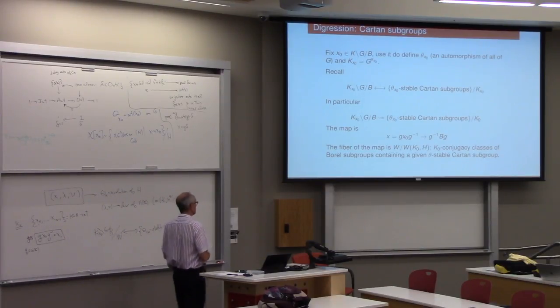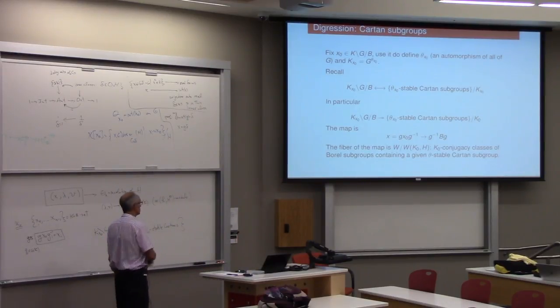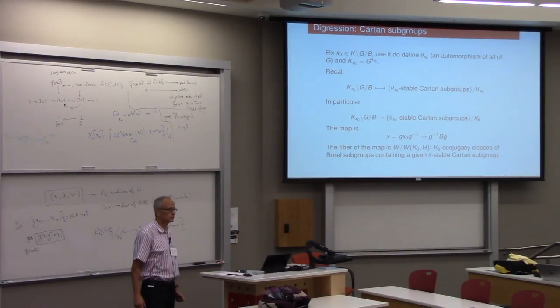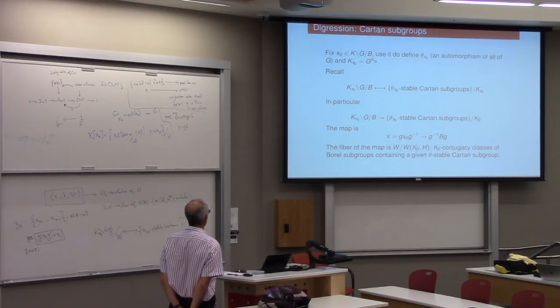And so if you drop the W, there's a map from here to Cartan subgroups, through the projection to this thing. And for example, in the top line, you take a portion on the left, and then you remove the portion on the right.